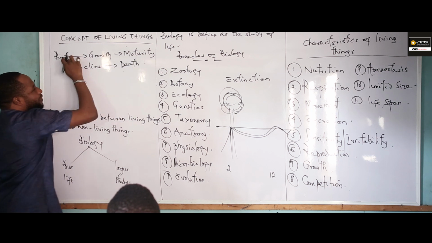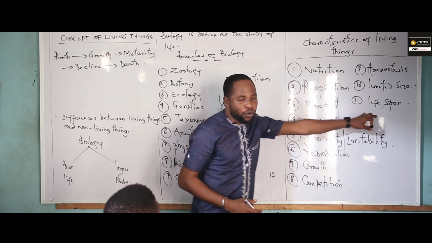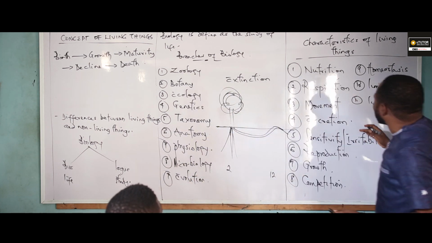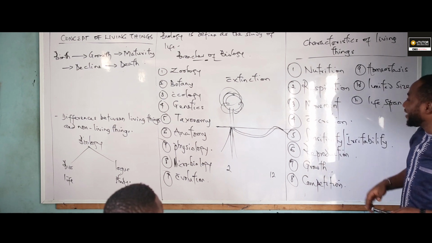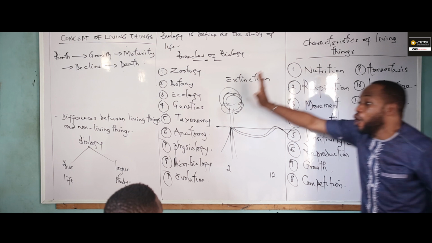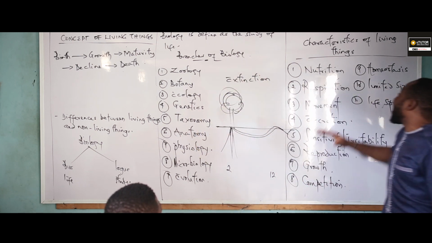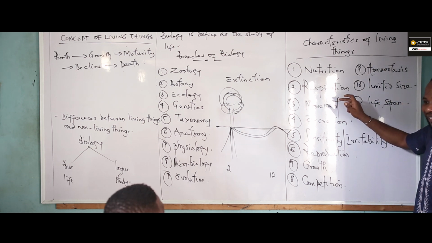Now, each of these are stages of life, and we call it lifespan. So, these are the characteristics of living things. And these characteristics differentiate living things from non-living things. Anything that can carry out these characteristics is referred to as a living thing. Are you getting me now?